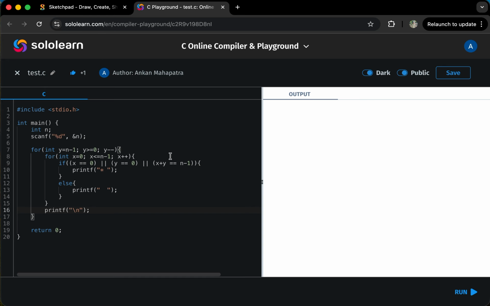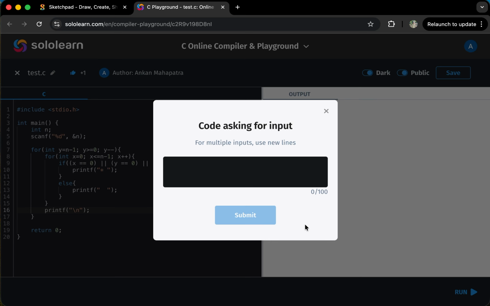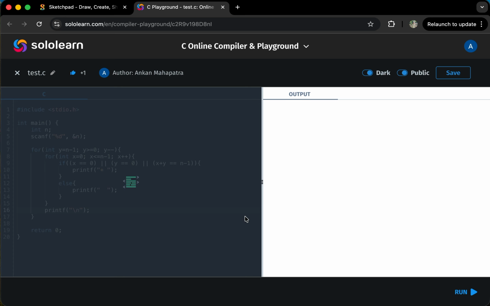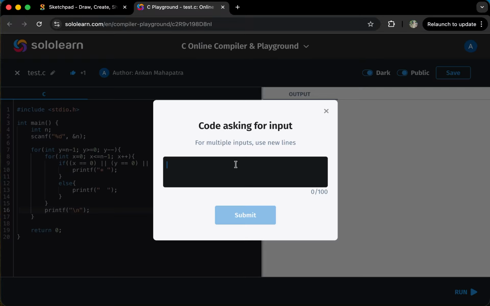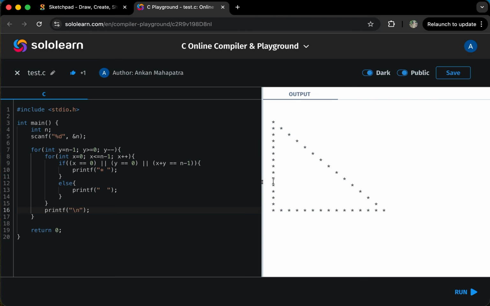Now let's try to run this. So let's pass n equal to 6. So yeah, we are getting the right triangle pattern, and it is hollow in between and only the edges are filled. So let's try for some other values of n. Let's pass n equal to 15. Yes, we are still getting the pattern. So this is the code.